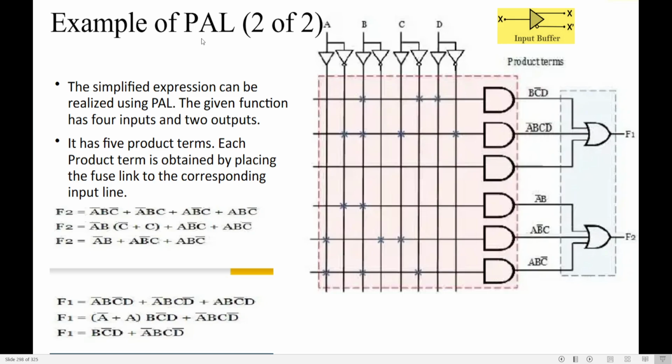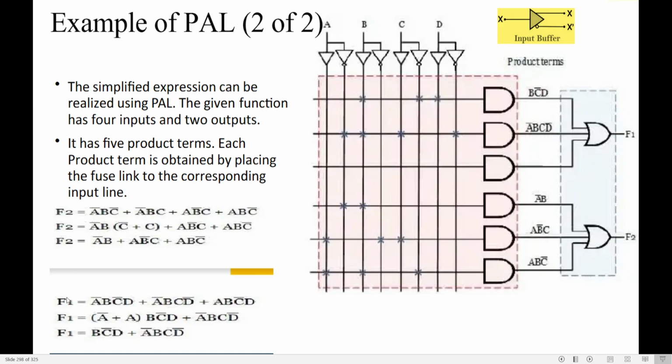The first step in designing this is that you need to minimize the function. I have taken the function F1 and the function F2, and I try to minimize them. See, I have taken F2 here. What is common between the first two terms? A bar B is common. So I have brought this A bar B outside. So C bar plus C will be remaining here, followed by A B bar C plus A B C bar. C plus C bar is 1. So F2 is A bar B plus A B bar C plus A B C bar.